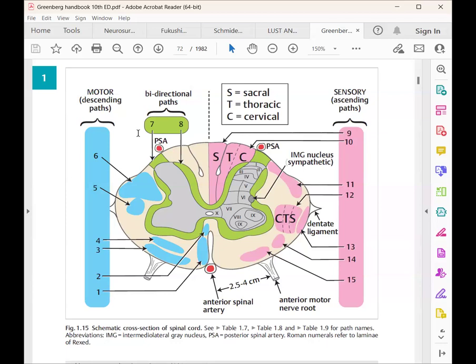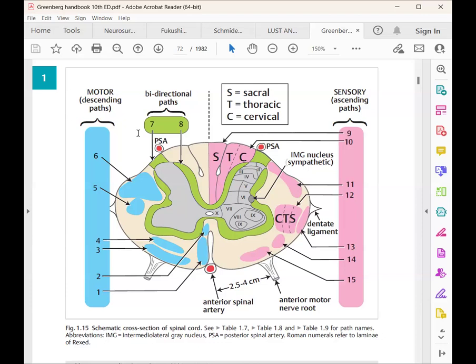The spinothalamic tract is basically divided into 2. Sometimes it is one also. In many descriptions it is shown as the anterolateral spinothalamic tract. But in our diagram, they are showing the anterior and lateral spinothalamic tracts separately. So number 15, most anteriorly, is the anterior spinothalamic tract. And number 12, in which it has written CTS, opposite, cervical is the most medial and the sacral is the most lateral. That one is the lateral spinothalamic tract. So for the spinothalamic tract, there are two: anterior and lateral.